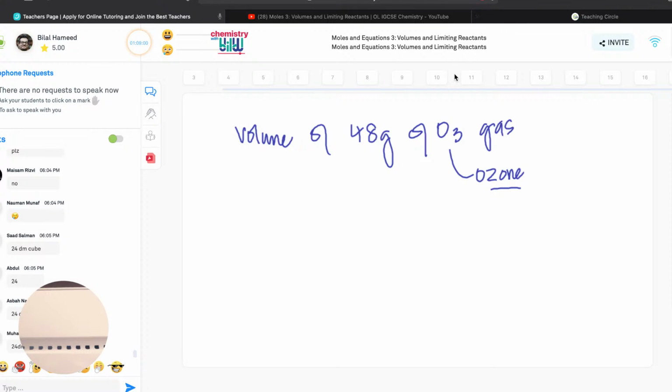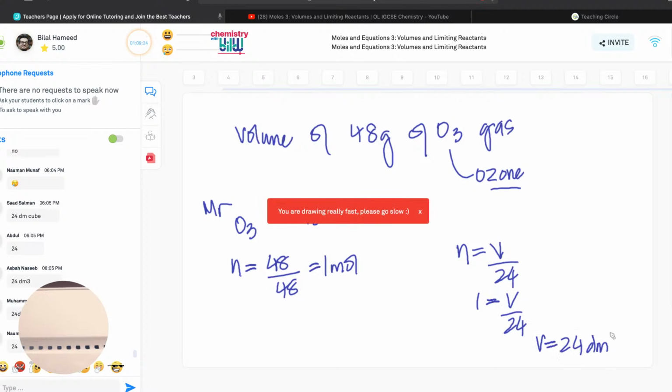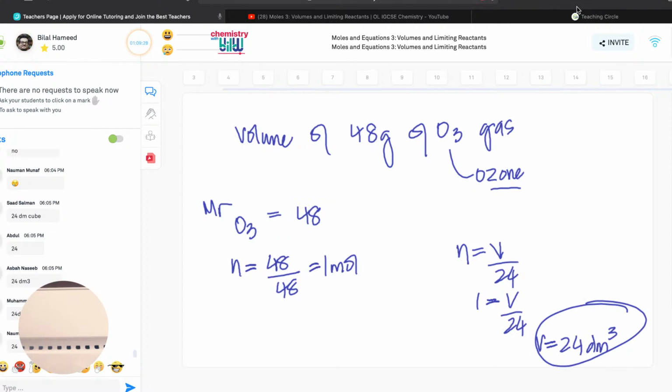Yep, because ozone's Mr is what? 48. So the number of moles is 48 over 48. Oh my god, 1 mole. So basically, what's your volume? So 1 mole's volume is what? 24 dm cube. I mean, if you're doing the formula, this is what you do. But you don't need to do the formula. It is 24 dm cube. Yes? Alrighty then. So far so good?